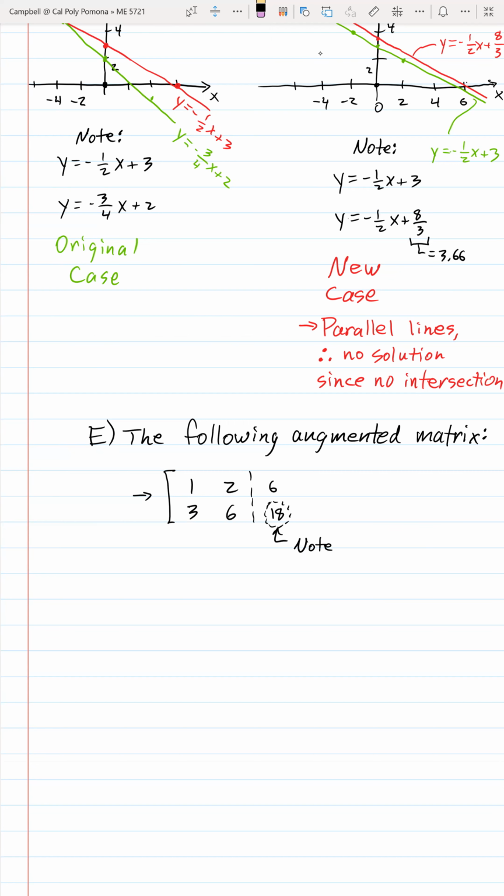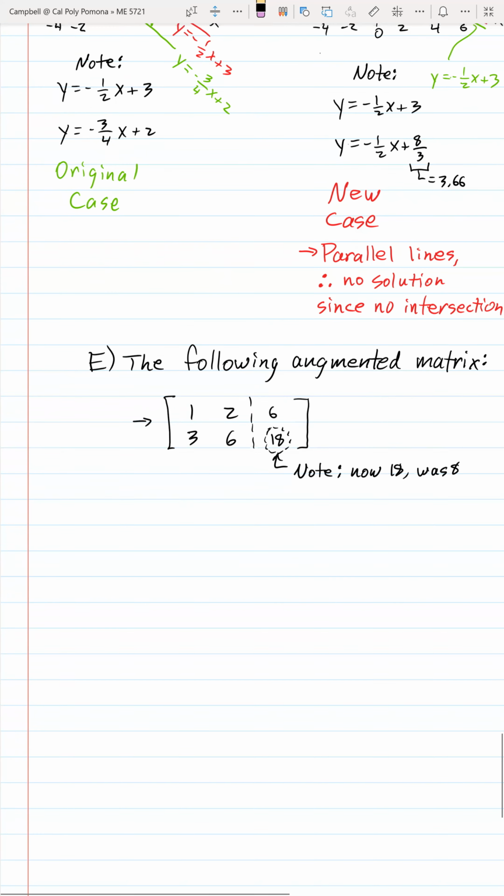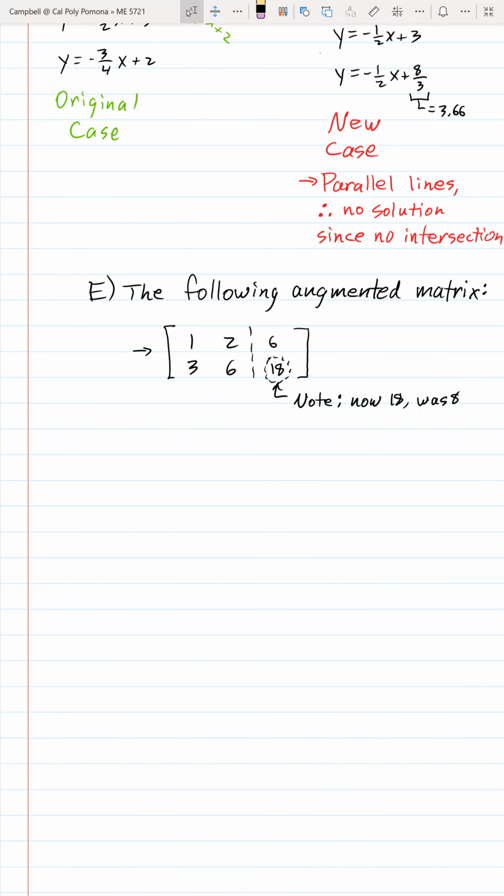And remember that this is now 18. So here I'll say note: now 18, was 8. So as I've already spoiled for you, I've now perfected the scalar multiplication between the two rows, not just in the coefficient portion of the augmented matrix, but also in the constant vector portion.